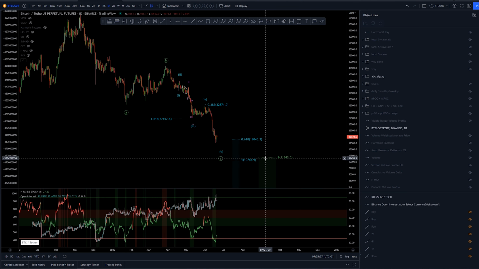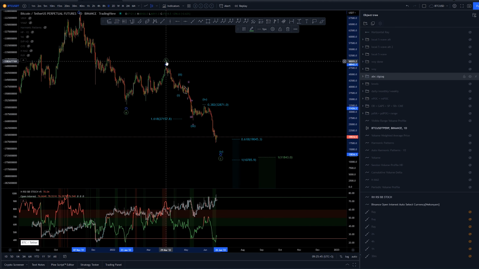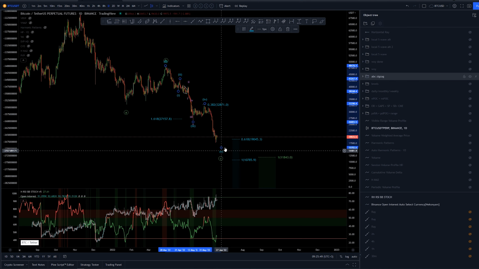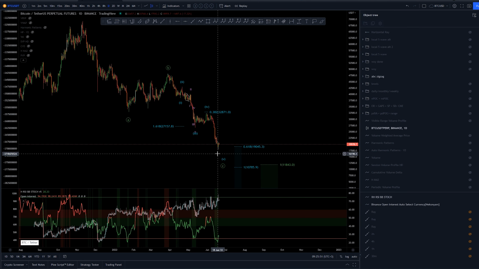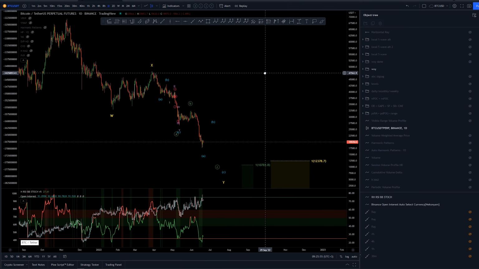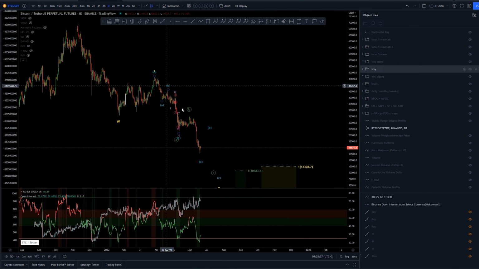We have one-to-one targets here on arithmetic around 11.8k to 10.7k as the one-to-one extensions of this ABC move, and this lower time frame of 1, 2, 3, 4, 5. We'll look into this smaller time frame in just a moment. Now the other scenario was that we had a W, X and Y.